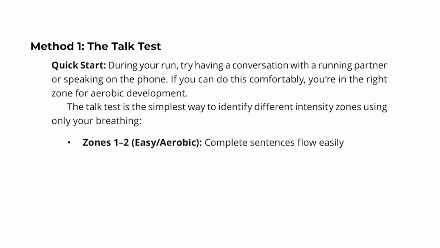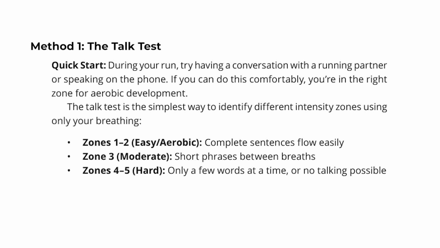Zone 1 and 2, easy aerobic: complete sentences flow easily. Zone 3, moderate: short phrases between breaths. Zone 4 and 5, hard: only a few words at a time or no talking possible.